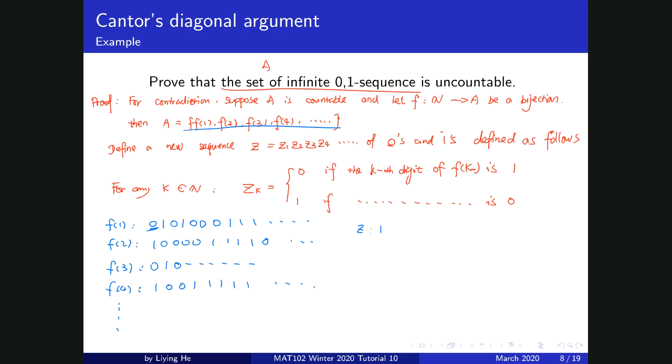So I'm going to pick my first digit as 1. Now what's my Z2? It's going to be based on the second digit of F2. This is 0, I want to pick a different one, so I'm going to go with 1. The third one, again, I look at the third digit of F3. This is 0, so I don't want it to be the same, so I pick 1. The fourth one, again, 1, 2, 3, 4, the fourth digit of F4, which is 1, I want it to be different, so it has to be 0, and so on. If I pick in this way, my new sequence is going to be different from every single sequence in A.